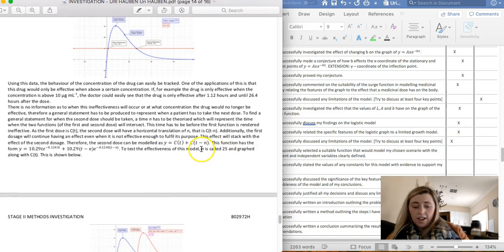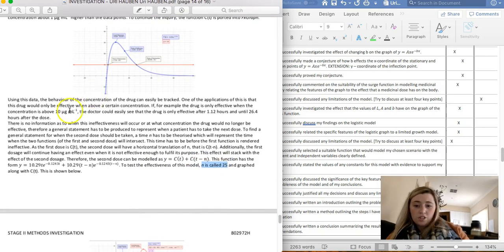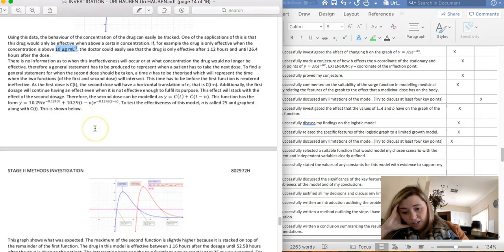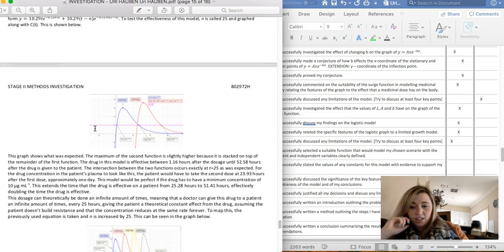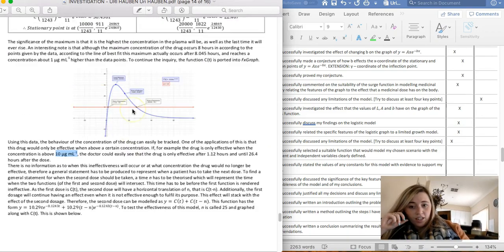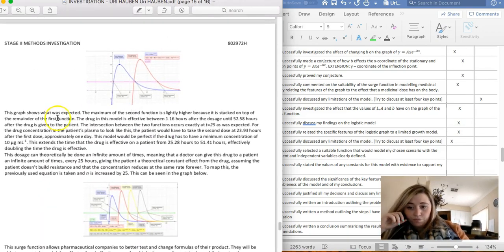So why did you say n is equal to 25? Maybe you could say n is equal to 25, but why did you pick it? And why did you pick 10, is that micrograms per milliliter? So just a few other things that you could discuss on why those numbers were picked. I don't think that's coming through clearly enough. And these graphs need to be bigger as well. The maximum of the second function is slightly high because it's stacked on top of the remainder of the first function.